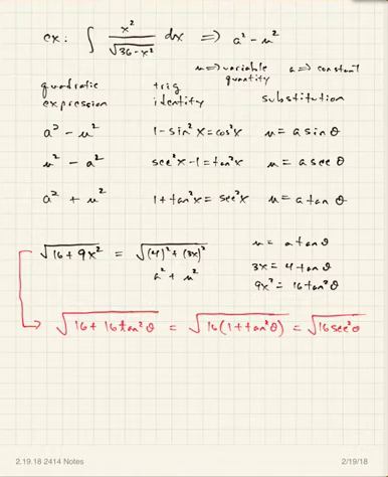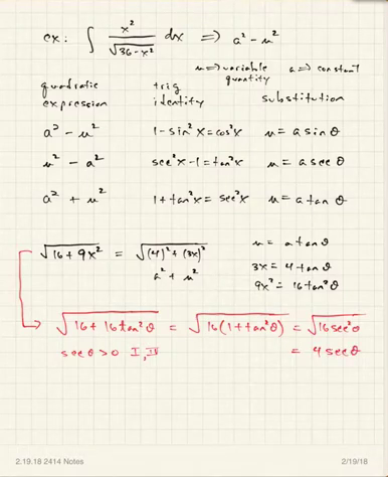As long as we make the assumption that secant theta is positive, which means secant theta is positive when you have a quadrant 1 or 4 angle, in other words, theta is between 0 and pi over 2, or between 3 pi over 2 and 2 pi, for example, then we could write that this is 4 secant theta, keeping in mind that assumption we're making about the secant function.